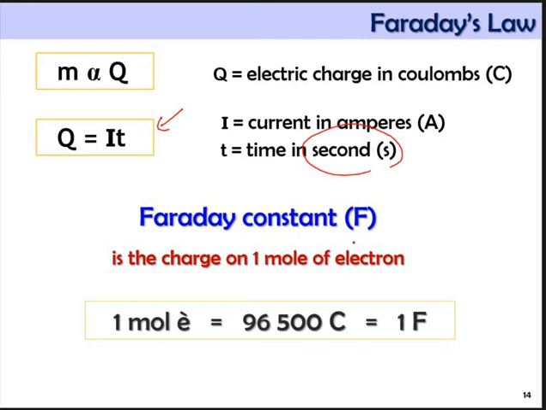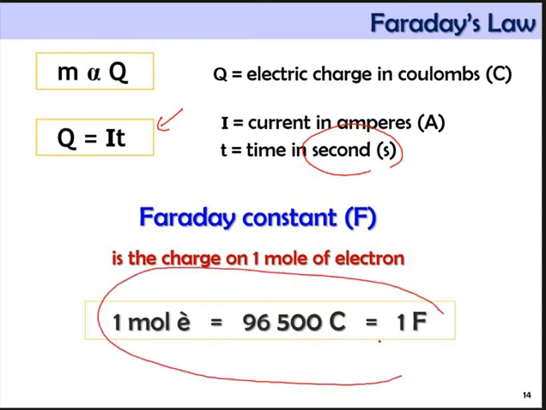Okay, and then Faraday constant. Faraday constant tu apa? Is the charge on 1 mole of electron. 1 mole of electron, bukan 1 mole of apa-apa substance. Kan kita dah belajar buat equation? Yang mana kita nampak half equation tu ada electron. So kalau dari segi faktanya, 1 mole electron bersamaan dengan 96500 coulomb, iaitu bersamaan dengan 1 Faraday. So 1 Faraday is equal to 96500 coulomb equal to 1 mole of electron. Ini yang kamu kena pegang konsep yang ini.